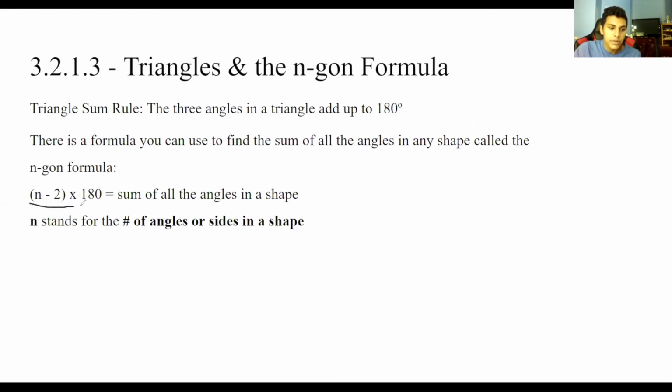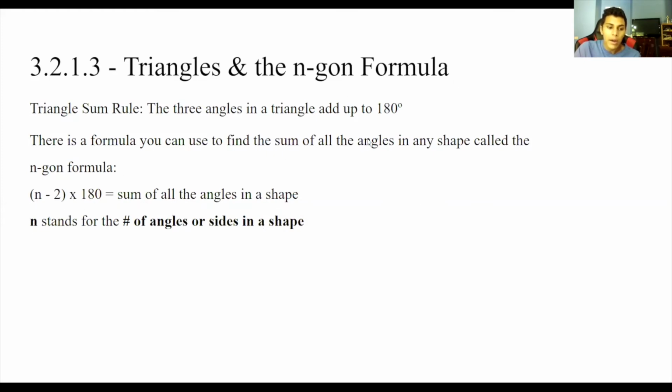N minus 2 times 180 equals the sum of all the angles in a shape. And what N stands for, because that's the variable in the equation, is the number of angles or sides in a shape. So for example, a triangle has 3 sides and 3 angles. So N would be 3. If I were talking about a pentagon, well, a pentagon has 5 sides and 5 angles. So N would be 5 if I were calculating the sum of all the angles in a pentagon.